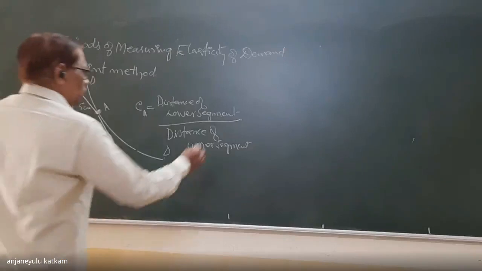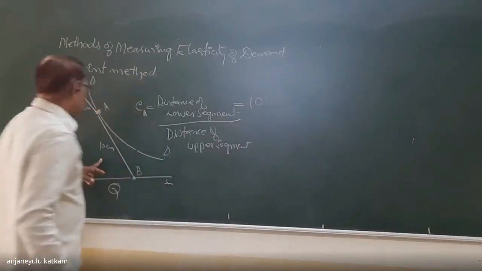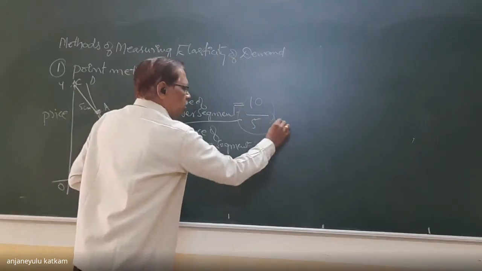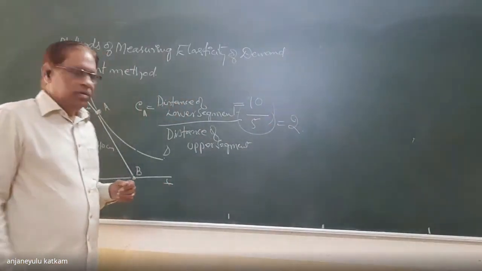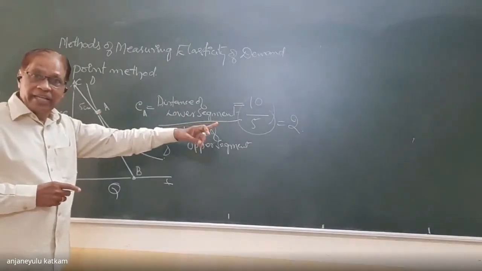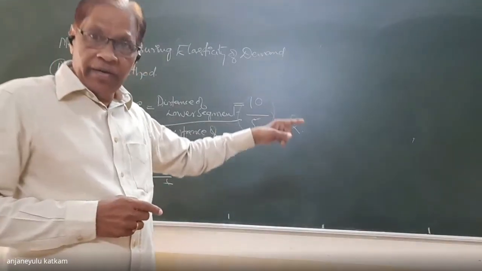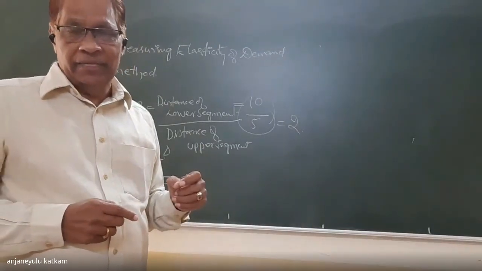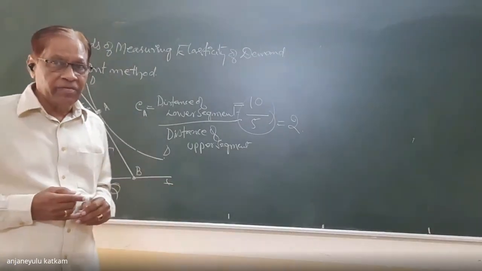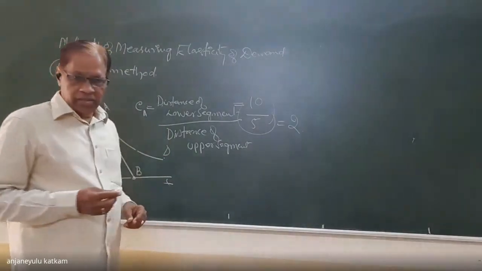In this example, the distance of the lower segment is 10 centimeters. The distance of the upper segment is 5 centimeters. So 10 divided by 5 is equal to 2. So the elasticity of demand at particular point A is 2, which is greater than 1. When the elasticity is greater than 1, we stated already it is relatively elastic demand. So this is a way of calculating the elasticity of demand at a particular point on the demand curve.